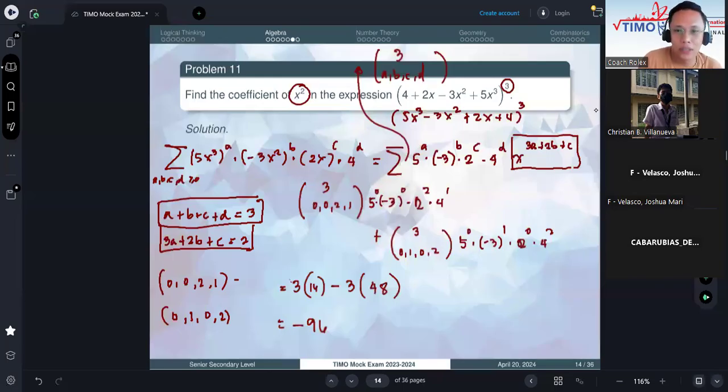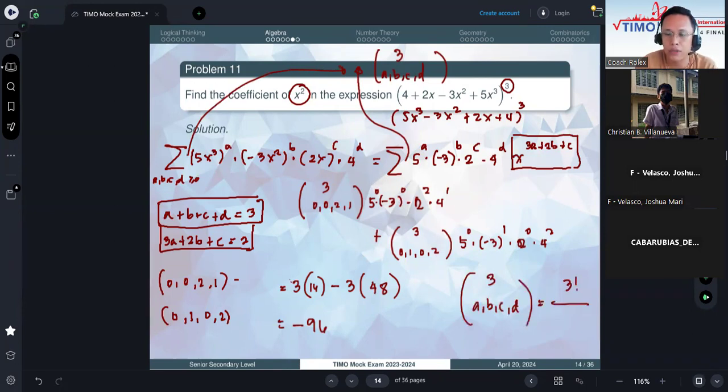Yes, the other numbers. Okay, something is missing here. The definition of this, if you have 3 taken A, B, C, D, is simply equal to 3 factorial over the product of each factorial: A factorial times B factorial times C factorial times D factorial. Okay?